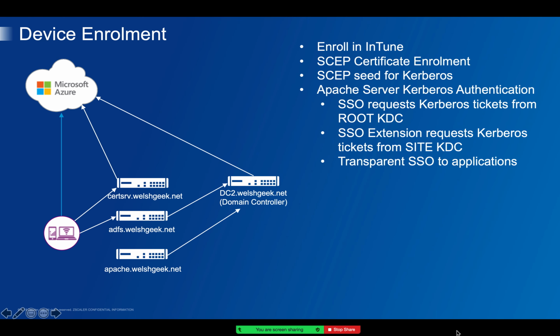So just a brief view of my setup. I've got my devices. I'm going to enroll them into Microsoft Azure. They're going to target my certificate server. My certificate server will issue certificates against the domain controller. The certificate server is connected to Azure using the Azure connector for SCEP.